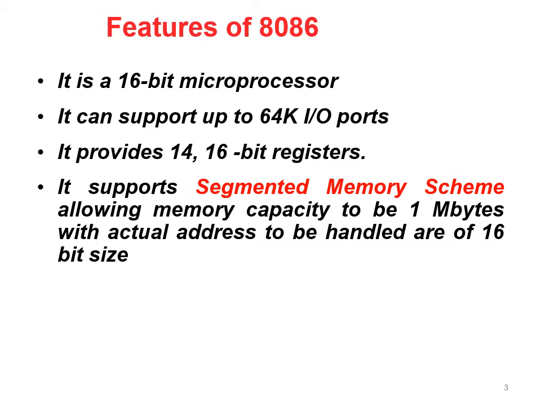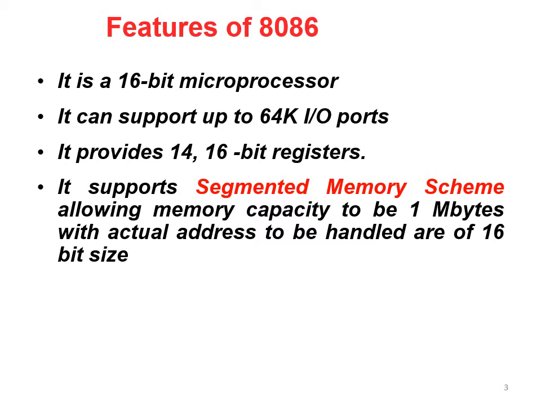These are some of the features of 8086. It is a 16-bit microprocessor. So what do you mean by a 16-bit microprocessor? There are terms like 16-bit microprocessor, 32-bit microprocessor, 8-bit microprocessor. What do you mean by that? If you say a particular microprocessor, in this case 8086, is 16-bit, that means it is able to compute data which is of size 16 bits.